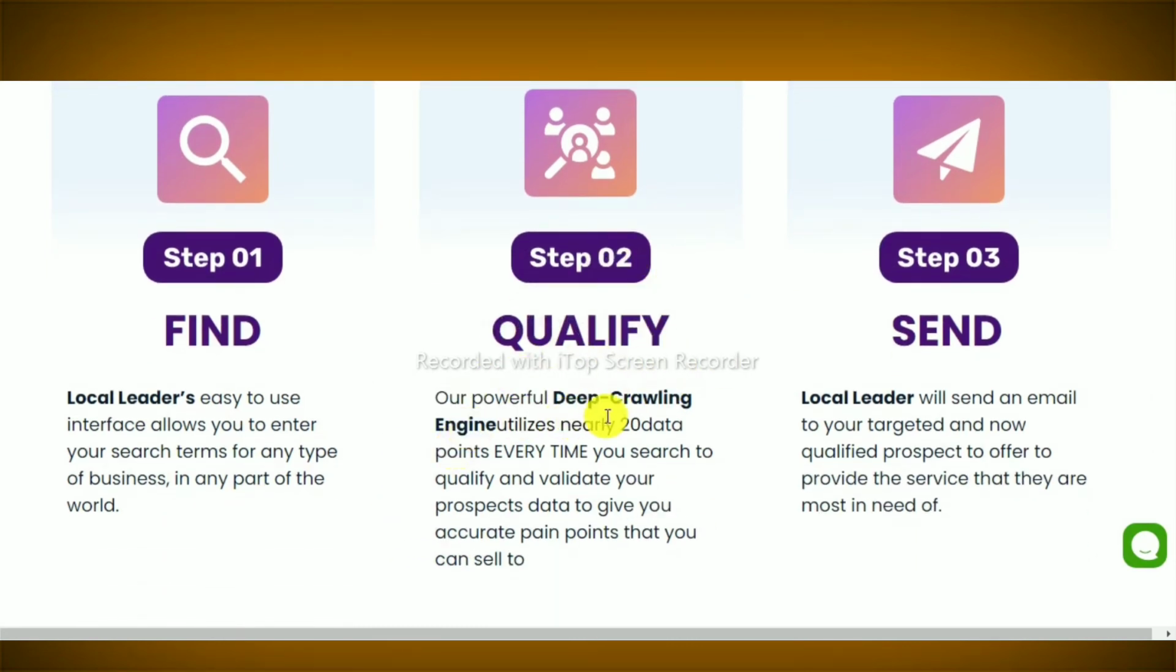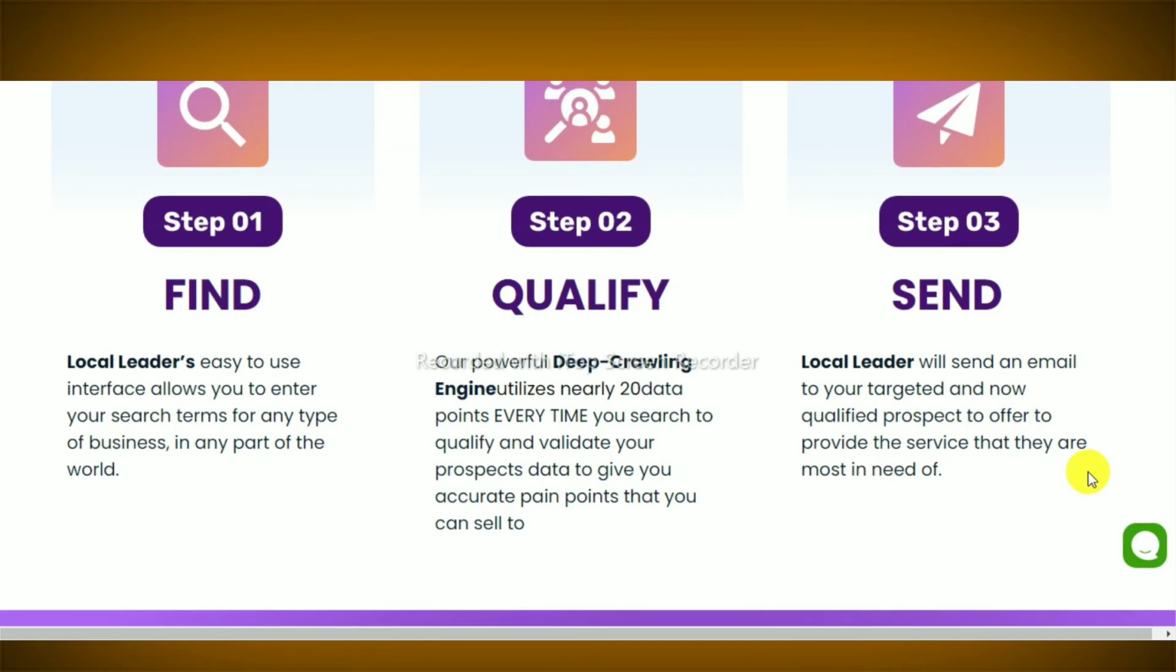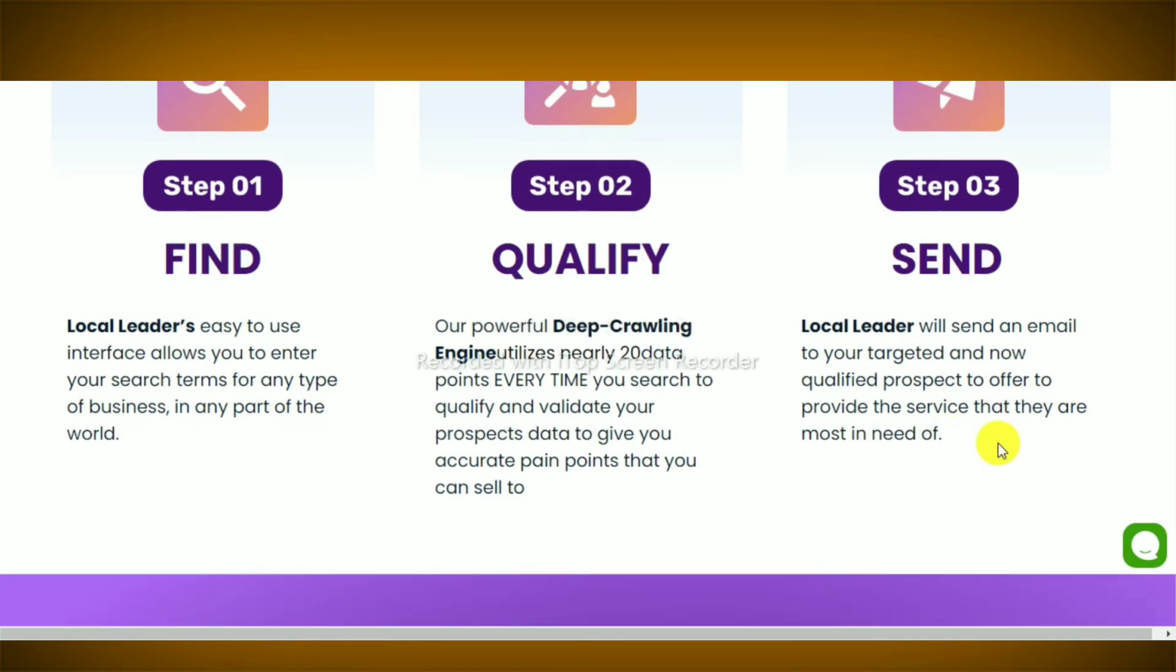Then the second step is qualify, with a powerful deep crawling engine. Local Leader has a deep crawling engine which utilizes nearly 20 data points every time you search to qualify and validate your prospects' data, to give you accurate pain points that you can sell to. And the third step is send. Local Leader will send an email to your targeted audience, and you can offer qualified prospects the service they are most in need of. So the full process is done in 3 very simple steps.